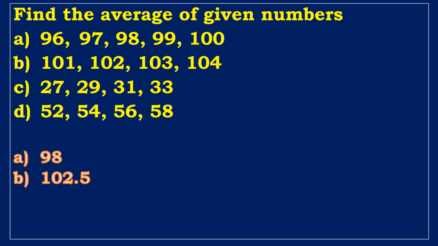Similarly, let us find the average of the given consecutive odd numbers 27, 29, 31, 33. By seeing this, it is always known that the middle number is the average value. Here, the middle number is 30, which is the average of given odd numbers. The middle value among given consecutive even numbers 52, 54, 56, 58 is 55, which is the average value.